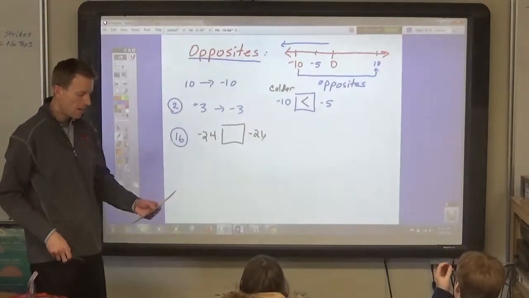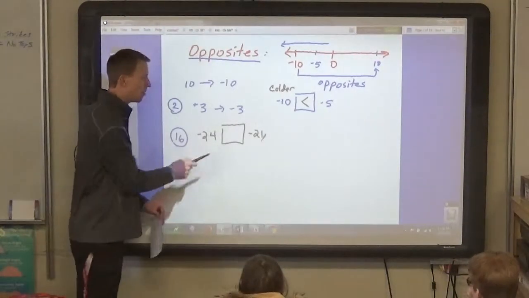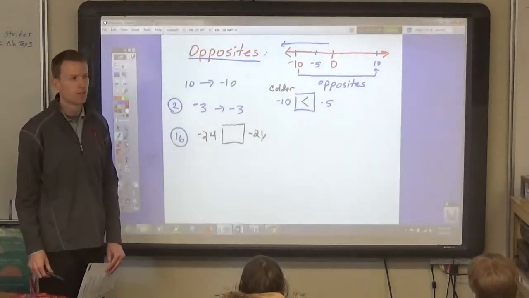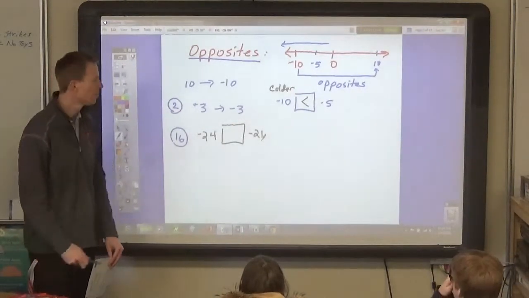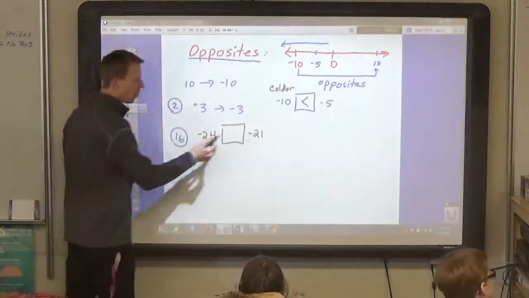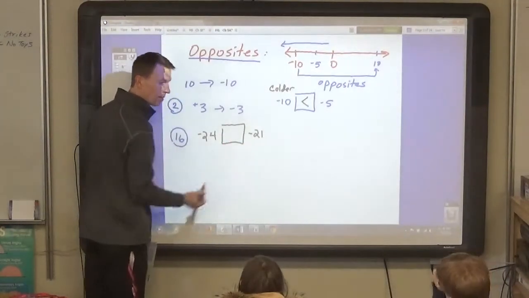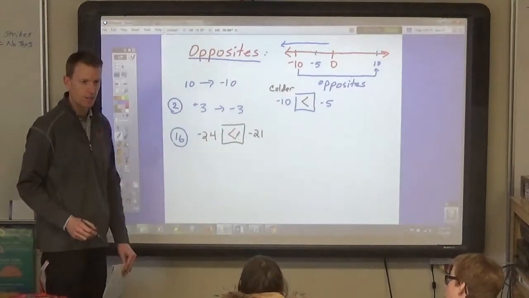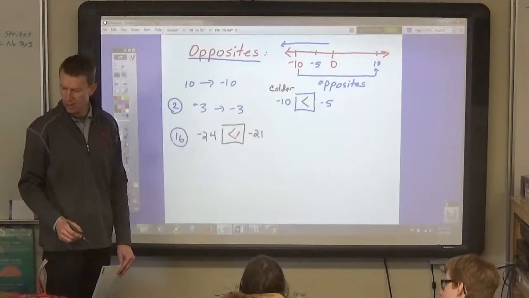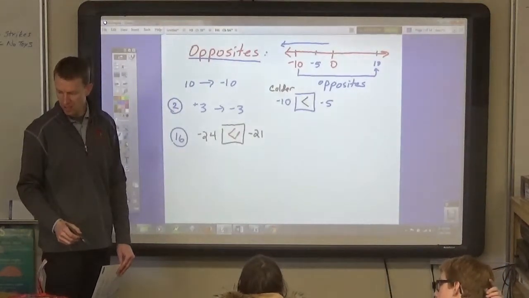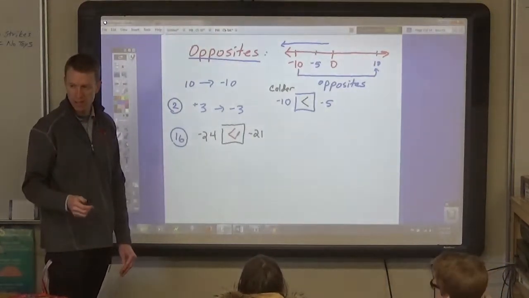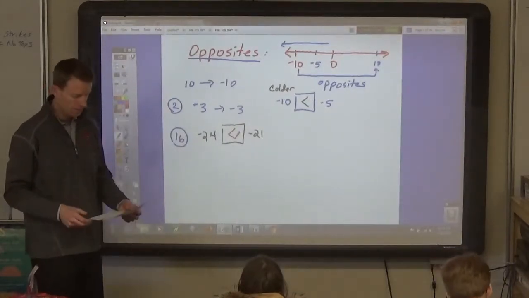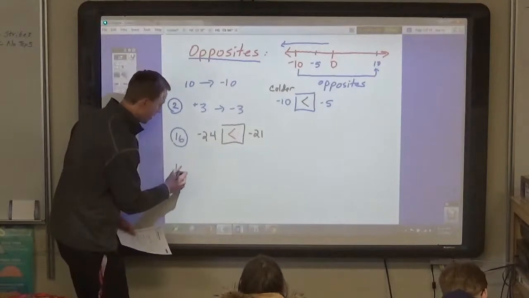Now, let's do number 16. Which one is less? Ariana? 21 is less. 24 is less than 21. Okay? So it points to the left. Pointing to the left means less. Pointing to the right means what? Greater than. Yeah.